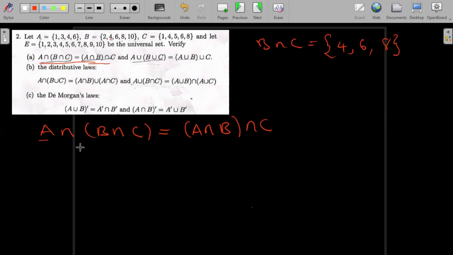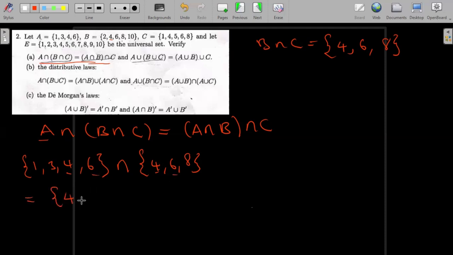Then now I intersect my B with what? With the set A. So the set A just contains 1, 3, 4, and 6. Then intersect this with 4, 6, and 8. Then you check what elements are common in both of these sets. So there's 4 there, there's 4 there, there's 6 there, and there's 6 there. So what is common in both is 4, 6.